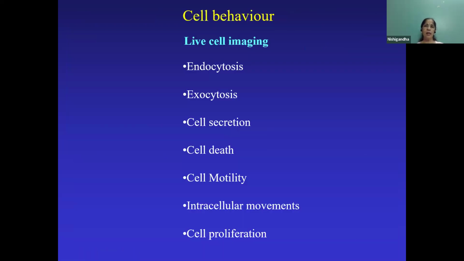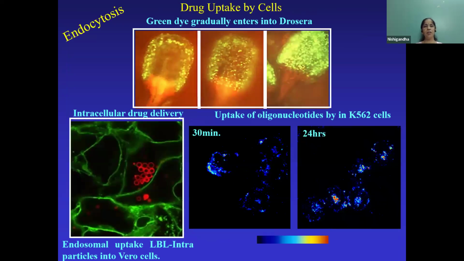In addition to these dynamic events, even the cell behavior could be seen. And most of the time, for this, we have to have live cell imaging. So it could be endocytosis, exocytosis, cell secretion, cell death, cell motility. A number of such reactions can be seen.